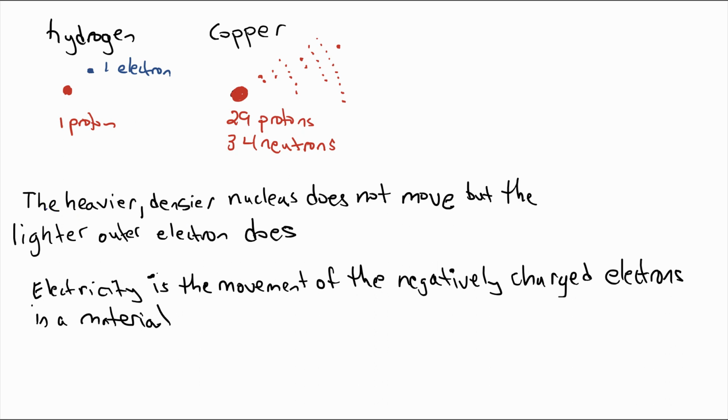And here I've said the heavier, denser nucleus of the atom does not move, but the lighter outer electrons can. So electricity is the movement of negatively charged electrons in a material. Okay?